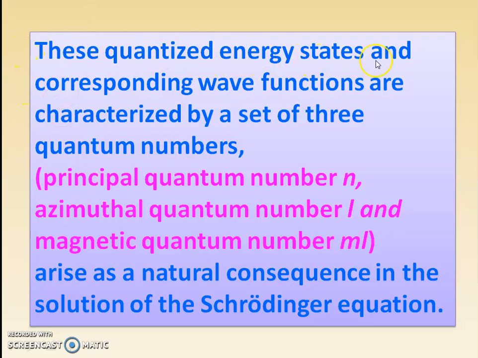So these quantized energy states and corresponding wave functions are characterized by a set of 3 quantum numbers. So this quantized energy state for the hydrogen atom and its corresponding wave functions are characterized by 3 quantum numbers, namely the principal quantum number n, the azimuthal quantum number l, and the magnetic quantum number ml. And all these 3 quantum numbers we are going to discuss in our next video. They are a very important part of this lesson and we will see them in the next video. So these quantum numbers arise as a natural consequence of the solution of the Schrödinger equation.